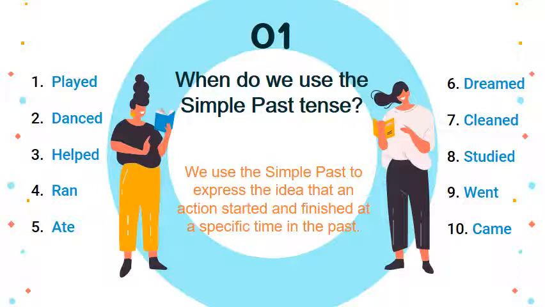Where did you travel last summer? Last summer I traveled to Turkey, for example. So you see, let's have some examples of verbs in the past, like played, danced, helped, ran, ate, dreamed, cleaned, studied, went, came.